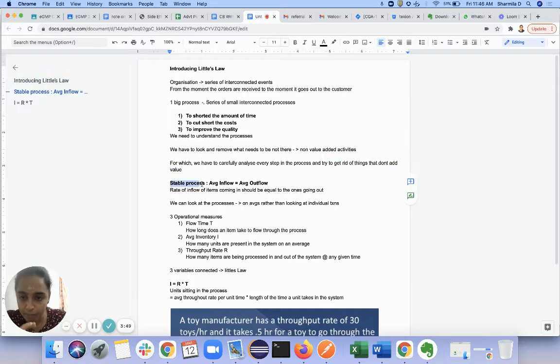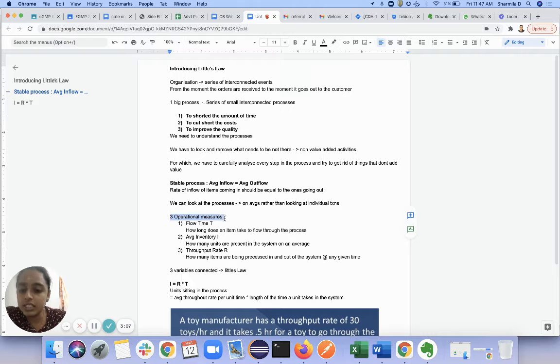So in every stable process there is always inflow and outflow of items. We call a process a stable process when the average inflow is equal to the average outflow. So what is inflow? It is the rate at which the items are coming into the system, and outflow is the rate at which the items are going out of the system. So any stable process should have the average inflow and the average outflow equal. We can look at the processes on average level rather than looking at individual transaction levels.